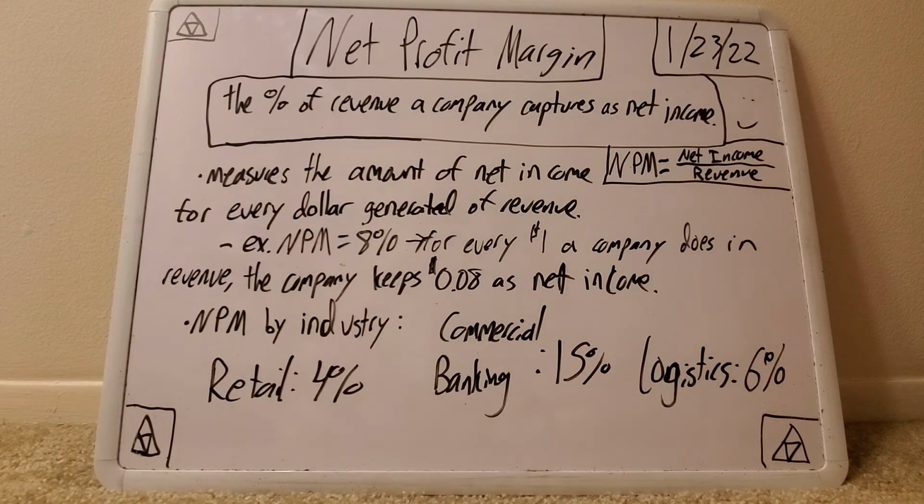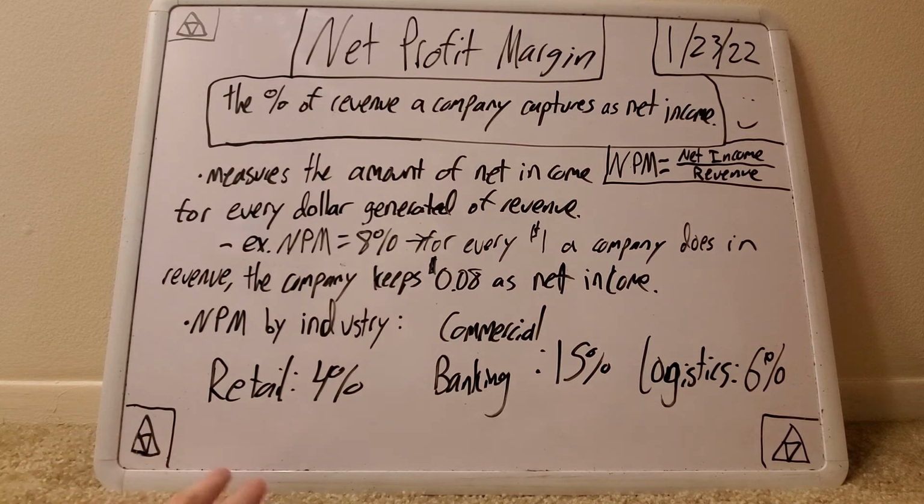And net profit margin is very different by industry. So there really isn't a one size fits all net profit margin that can be applied to all companies. So when looking at a company's net profit margin to determine if they are in a good spot in terms of net income generation, it's best to compare it to the industry average.